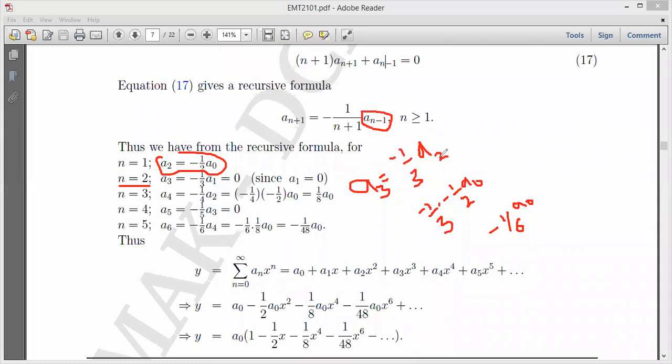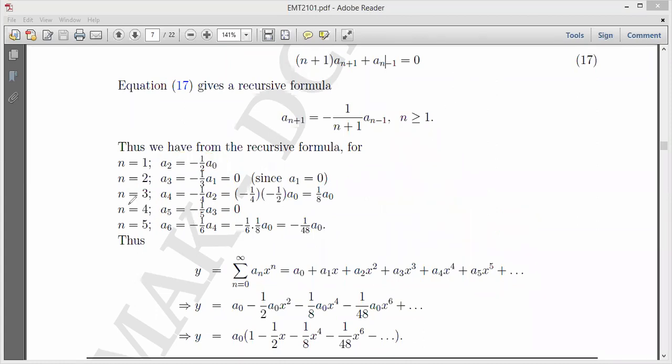That's why I made the mistake. This is not a2. This should be a1. The mistake is here. When I substituted, I was supposed to substitute n is equal to 2. When I came here, I substituted n is equal to 3. So when you substitute n is equal to 2, that is 2 minus 1. That will give you a1. But remember, a1 is 0. Since a1 is 0, this whole thing goes to 0. So ignore that.